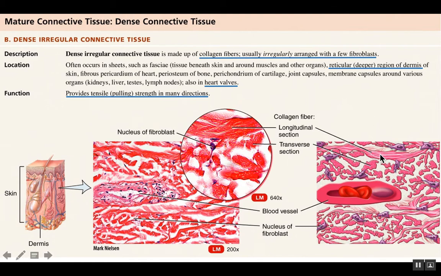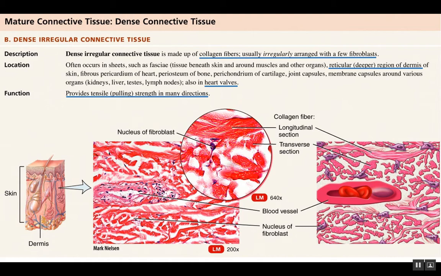So in this drawing, you can see that there's some collagen running through here, they call longitudinal. Then this collagen we cut through kind of transversely because it was running in an opposite direction. We also have fibroblasts. The fibroblasts in this tissue produce the collagen fibers.